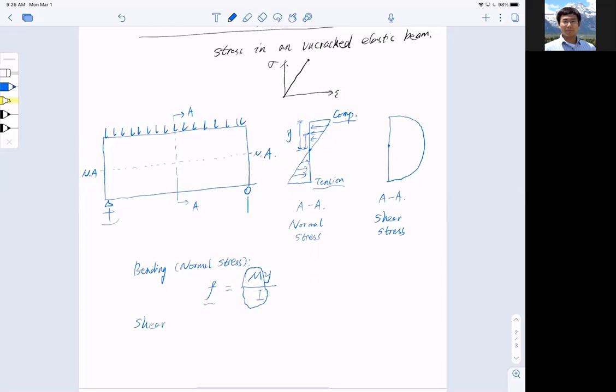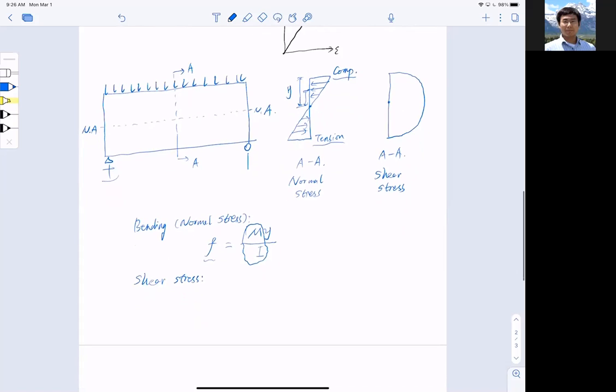For shear stress, what does it look like? Because shear reads like this: tau equals V, that is the total shear force acting on the section AA, multiplied by Q, the static moment, divided by I, the moment of inertia, and multiplied by the width in the middle, b. Observing this equation, it is more parabolic in shape. And that's why the shear stress behaves like this. It's 0 at both ends and maximum value in the middle. So that is the normal stress and shear stress on cross section AA.